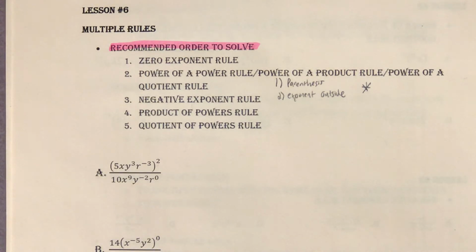Then we're going to go on to our third rule, after we've gotten rid of those parentheses using those power rules, and we're going to do the negative exponent rule. So remembering again that we take the negative exponent and its base and we move it to the other side of the fraction, and that allows us to turn it into a positive exponent.